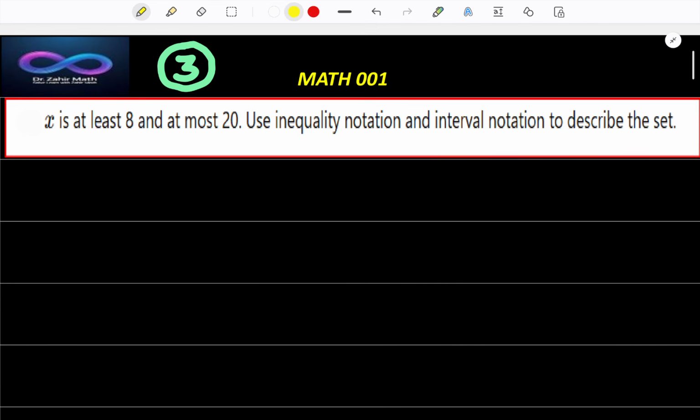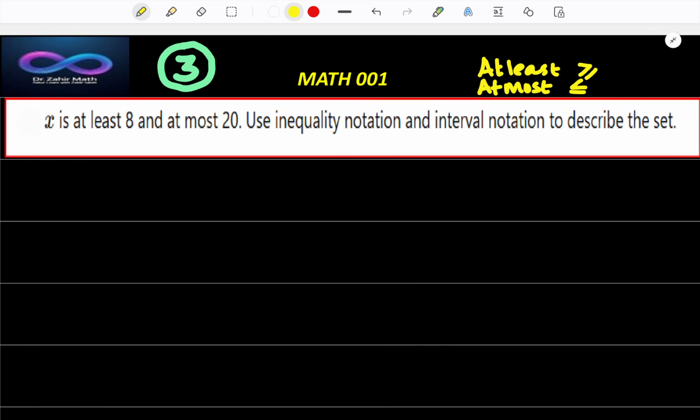x is at least. I taught already in the class at least and at most. I hope you remember. At least is what? More than or equal to. At most is what? Less than or equal to. Remember? Right. x is at least 8 and at most 20.